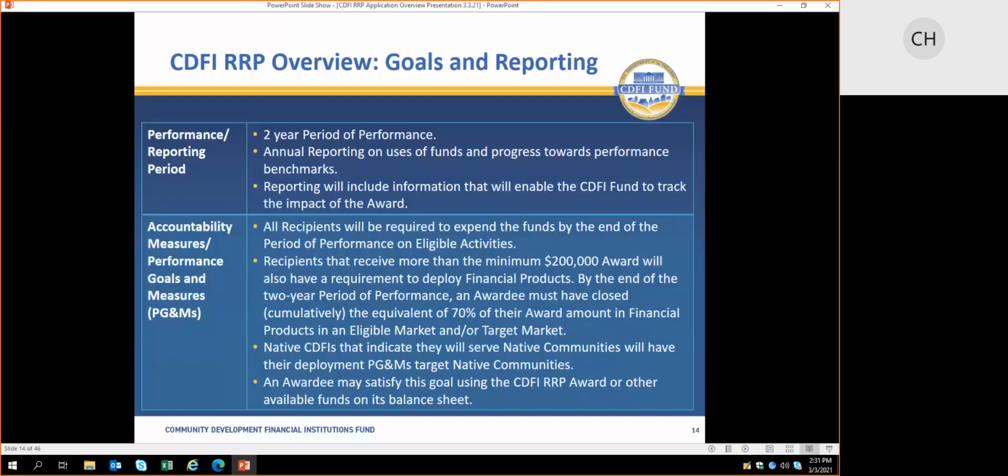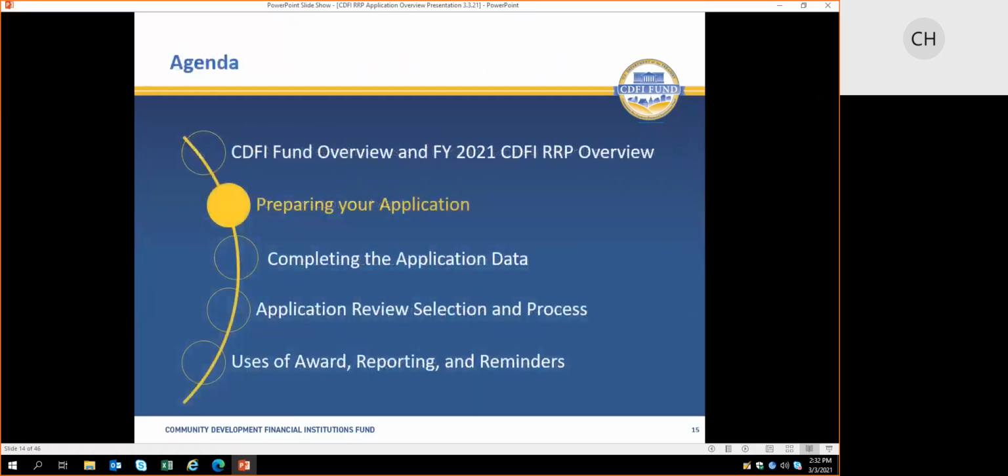And for our organizations that are native CDFIs, you'll have to meet those same 50% and 70% thresholds within a native community. And similar to our CDFI program FA awards, organizations are going to be allowed to meet those financial products closed performance goals and measures using either the RRP award or other funds available on their balance sheet.